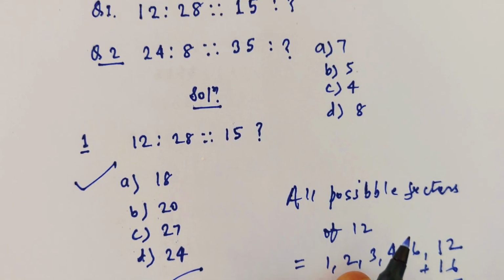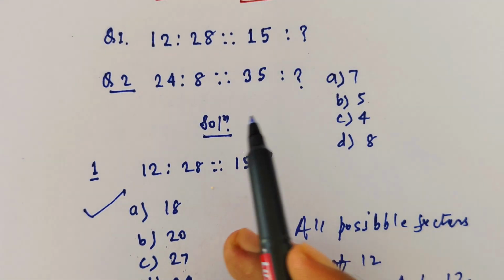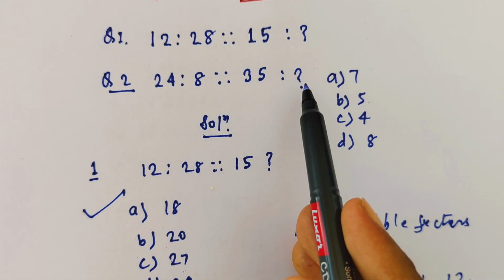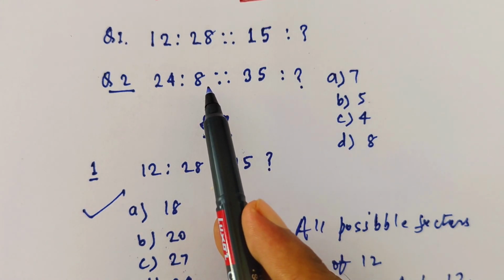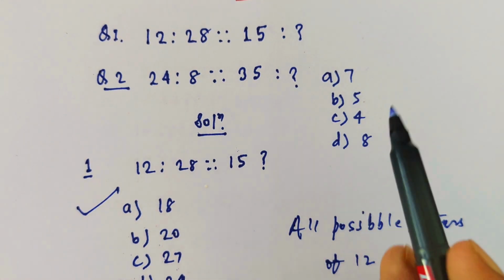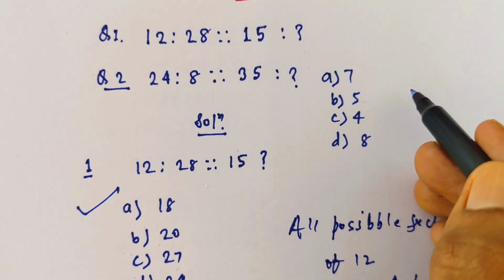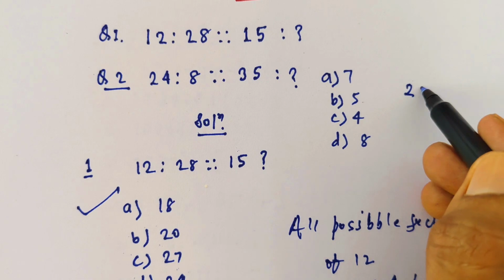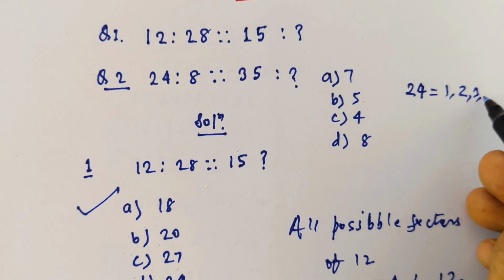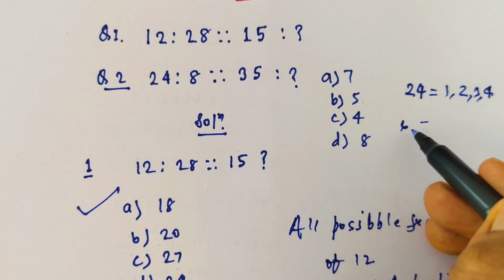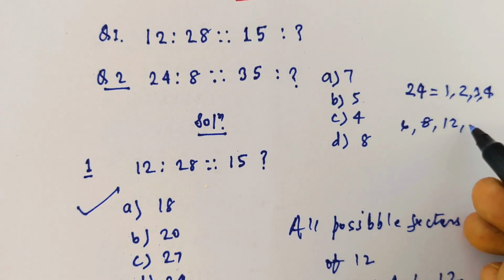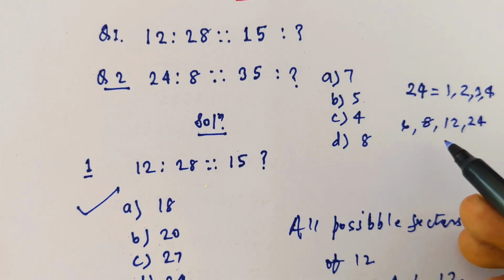Similarly, you can solve question number 2. Here, 24 is to 8 as 35 is to what? If you try to solve this question, we again work on the same basis. First of all, try to get the factors of 24. What are the possible factors of 24? You can write 1, 2, 3, 4, 6, 8, 12, and 24. These are the possible factors.